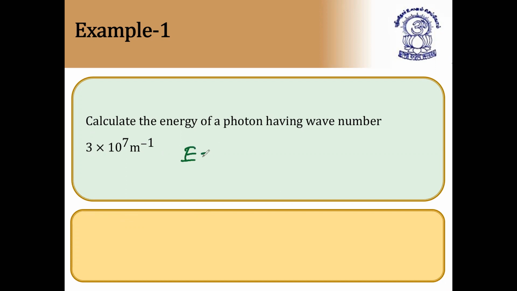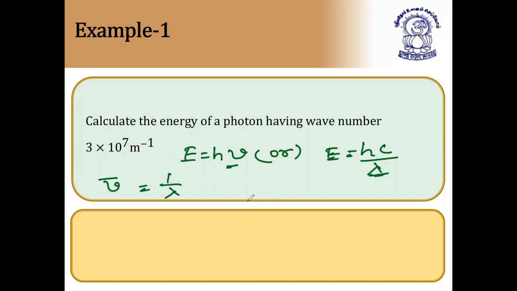E is equal to h nu, where nu is called frequency, or you can write E is equal to h into c by lambda, because nu is equal to c by lambda, and they have given wave number. So already we know 1 by lambda is equal to wave number. 1 by lambda is equal to nu bar, that is wave number. So they have given wave number 3 into 10 to the power 7.